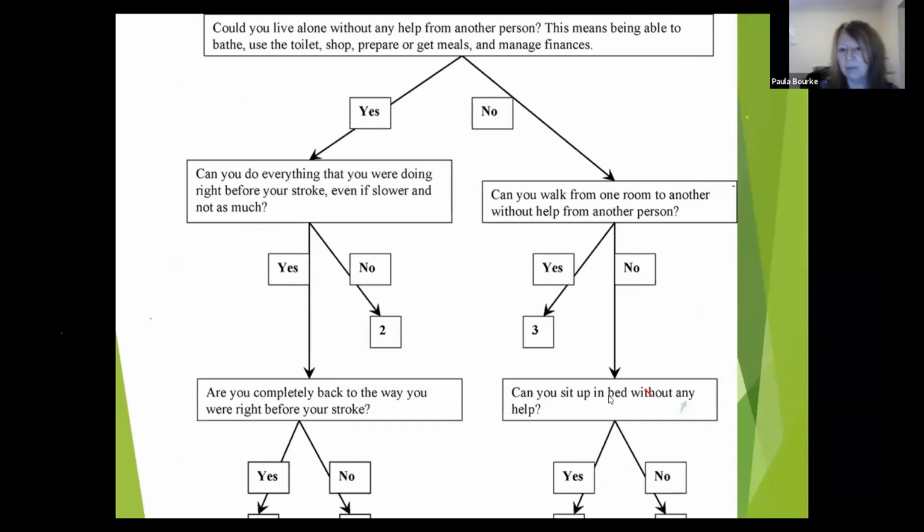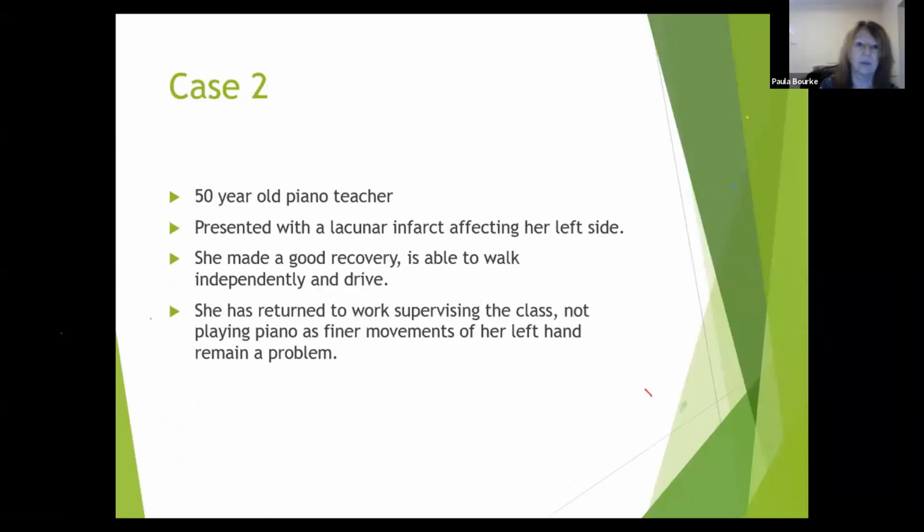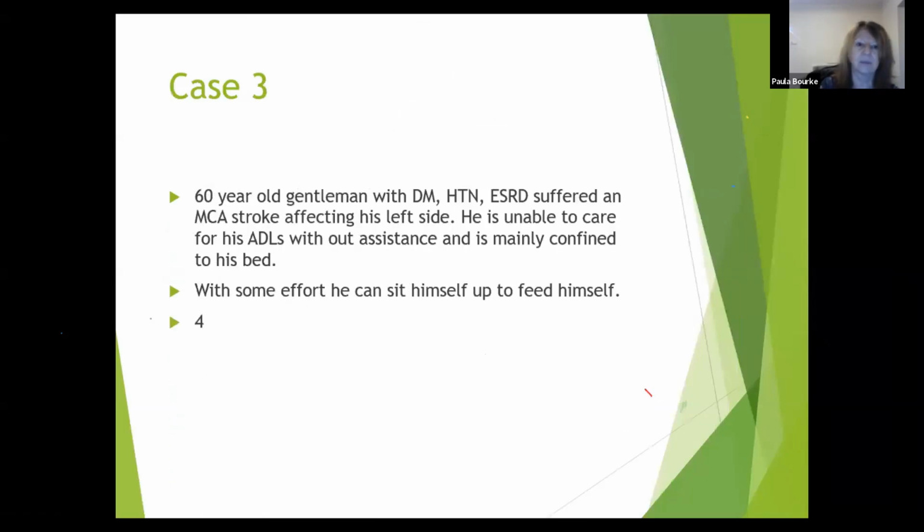Can you sit up in bed without help? Yes, he can. Okay, so we're going to give him a 4. Sorry, I have to keep going backwards and forwards so I can see it. Yeah, a 4. So you can see how the difference is, and sometimes they are subtle differences.